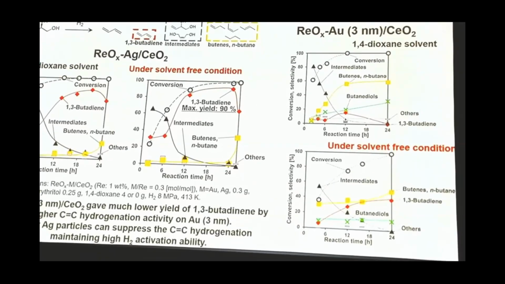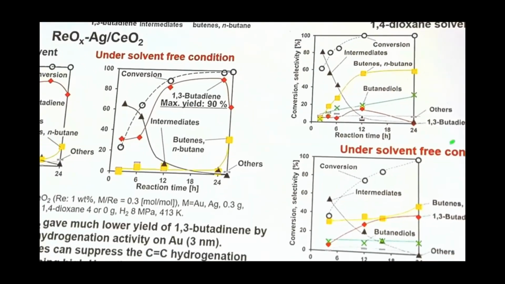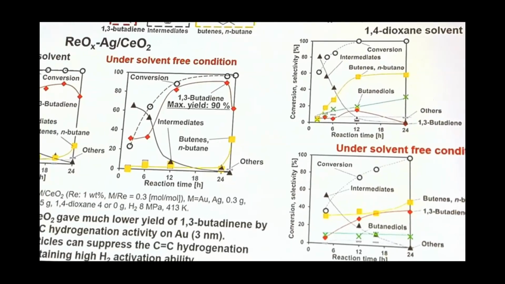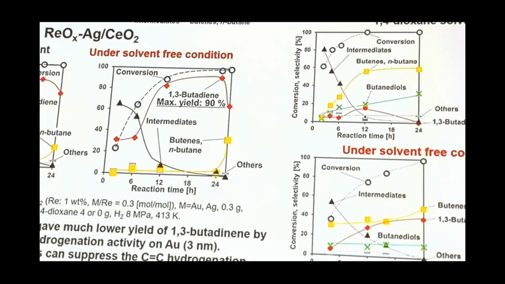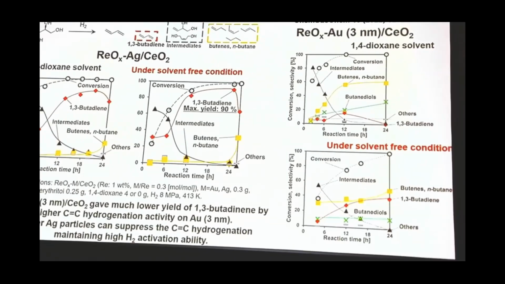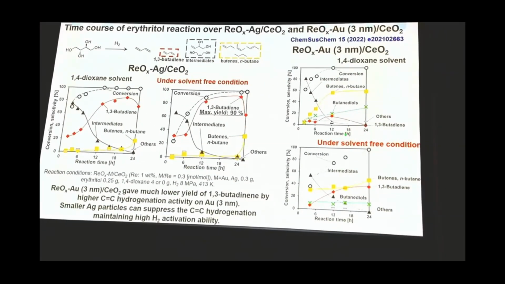Here, I would like to compare these catalysts with the results on the rhenium gold ceria catalyst. Small gold particles have high hydrogen activation ability, but the C=C double bond hydrogenation activity is also high. Therefore, the product distribution is completely different. The 1,3-butadiene yield is here and here.